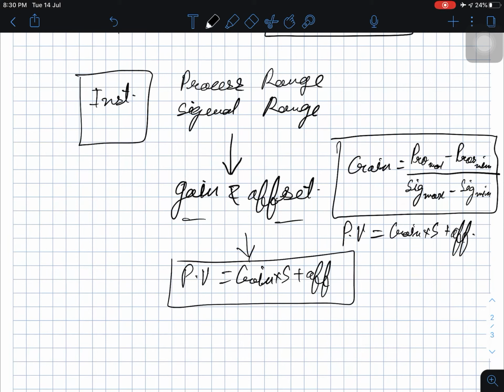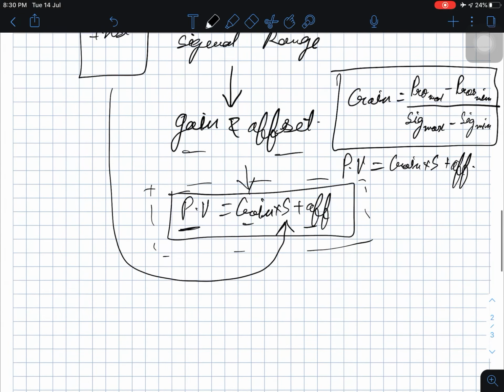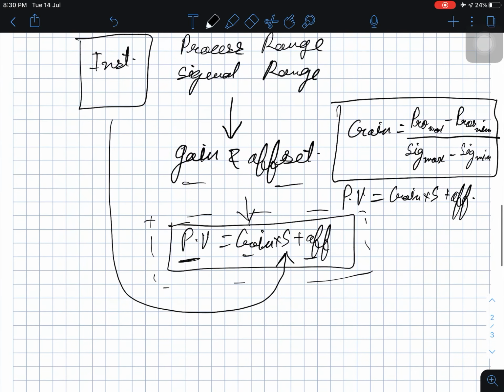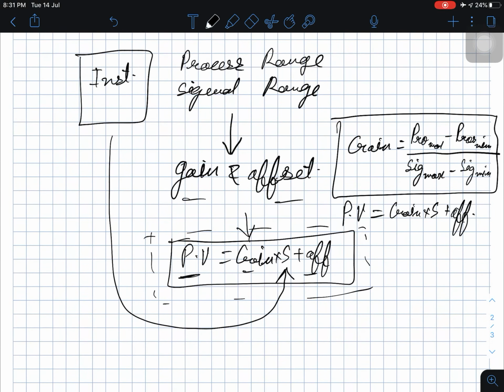Your instrument will feed the signal here. Your microcontroller will have this equation inside. The value of gain and offset you have already fed to it, so it always knows what the process values are. You can do it for any linear instrument, whether it is a pressure transmitter, temperature transmitter, or flow meter. Linear temperature transmitters are there, but this does not work for NTC, like thermocouples, thermistors and all.